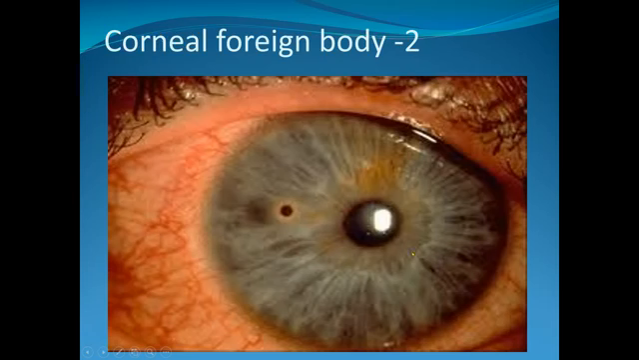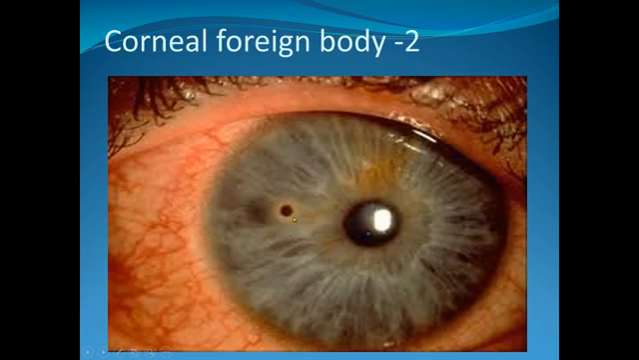This is the cornea. So what is your diagnosis? This is a corneal foreign body, or foreign body on cornea. What is the problem in that case? You know, the cornea is a very highly innervated organ of the eye. If there is a foreign body, patients complain of pain and watering. And what is your treatment? You should remove the corneal foreign body.